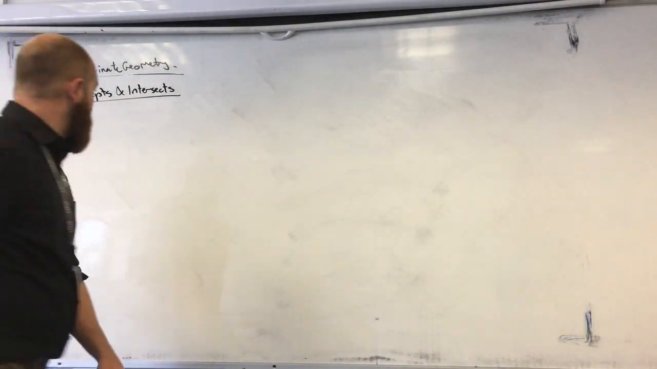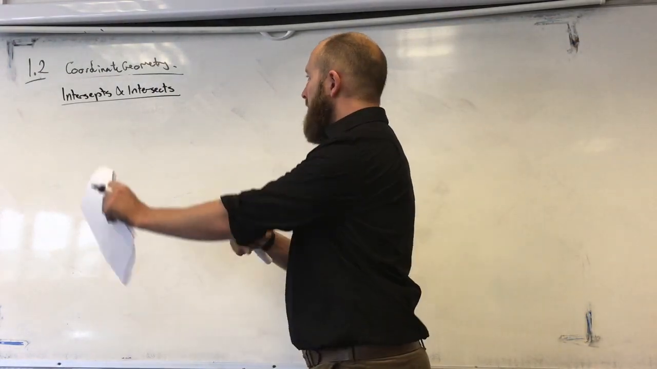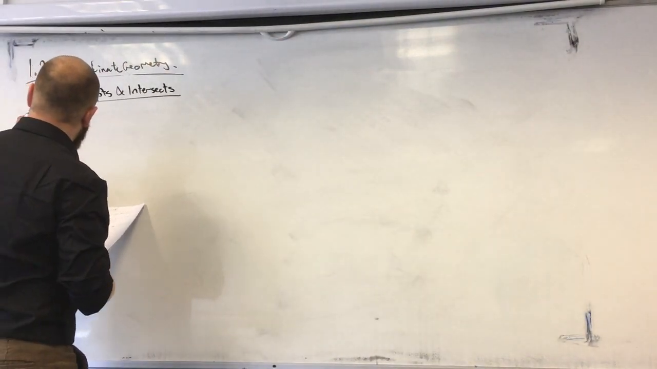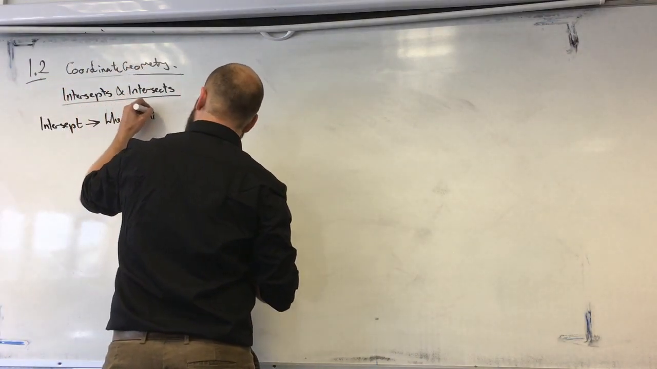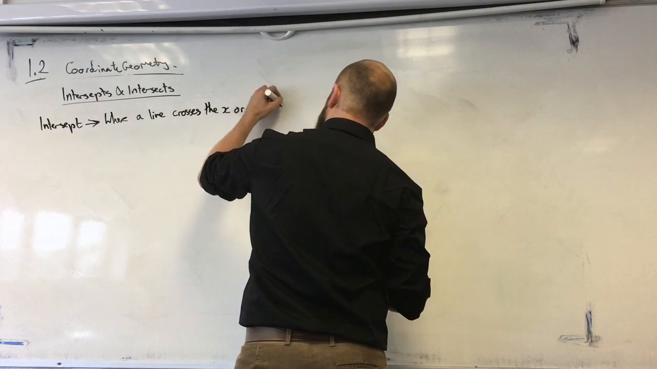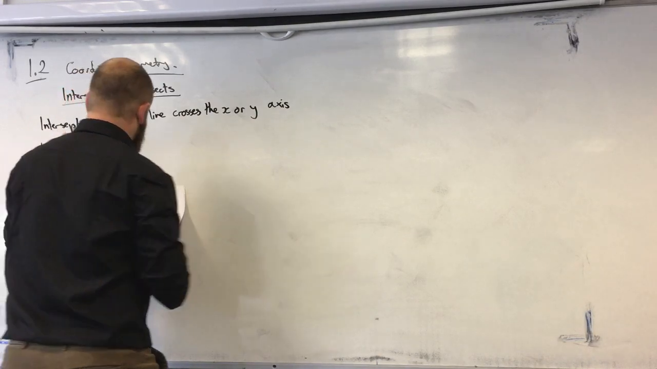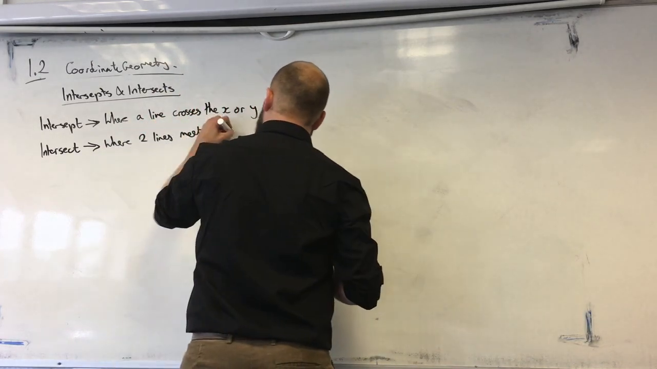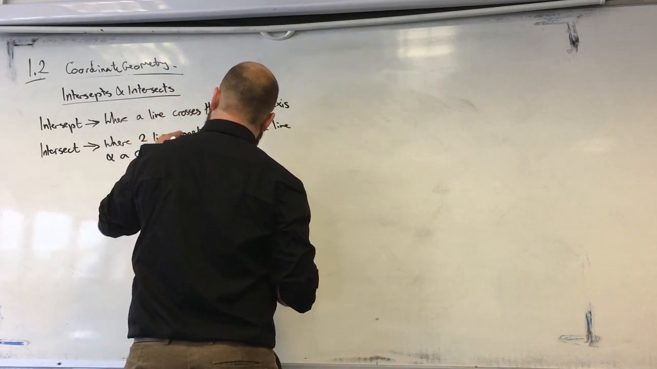Okay, so next bit today is intercepts and intersects, which are two very similar sounding words, which I often get confused. But they do mean two totally different things. So some of you might know these. An intercept is where a line crosses the x or y axis, and an intersect is where two lines meet, or where a line and a curve meet, etc.